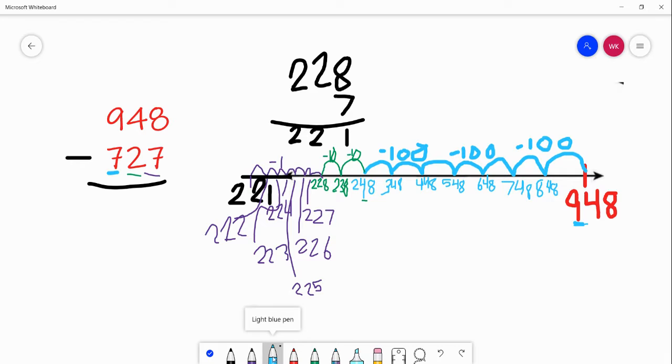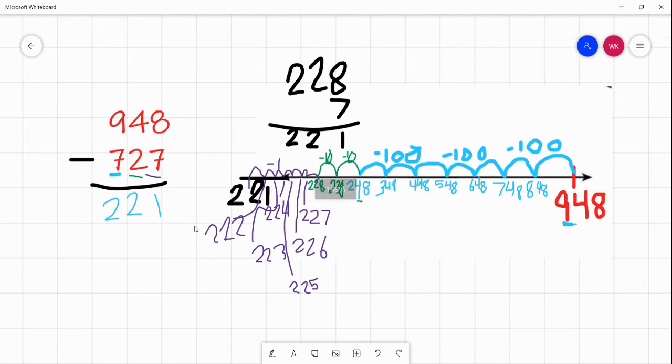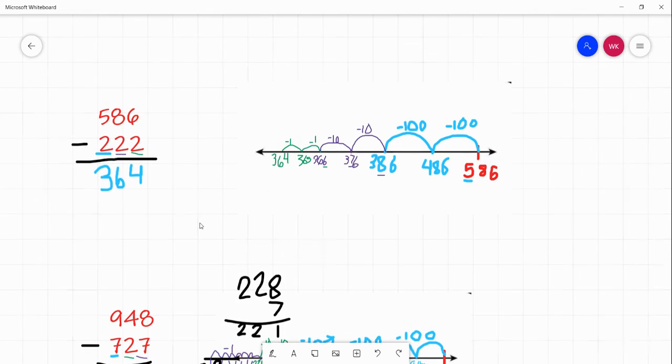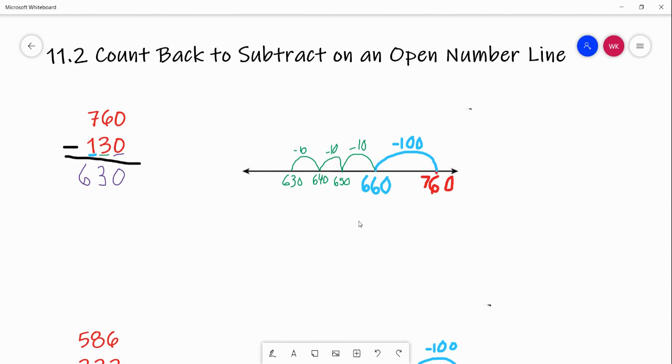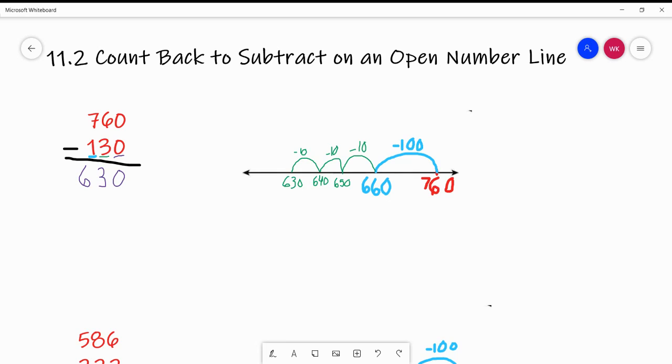We have 948 minus 727 equals 221. All right, so that was counting back on an open number line. I hope that helped. Remember, you always can pause the video or make yourself more problems, subtraction problems, to help you out with this counting back to subtract on an open number line.